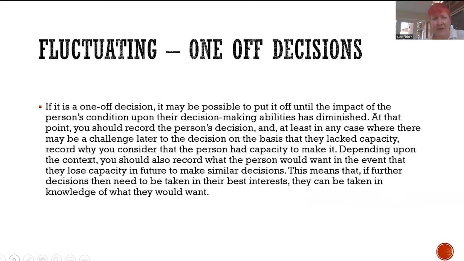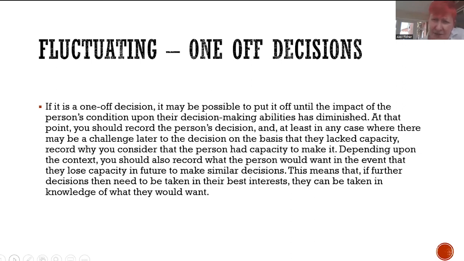And then here we have fluctuating. As we know, sometimes a person with HD, their cognition can ebb and flow on quite a regular basis. So the law basically tells us that if it's a one-off decision, it may be possible to put it off until the impact of the person's condition upon their decision making is resolved or diminished. And at that point, we should be proactively recording the person's decision, so that the next time this happens, and it will happen, you've got evidence to show what they might want in the eventuality that they've lost capacity at a future point.